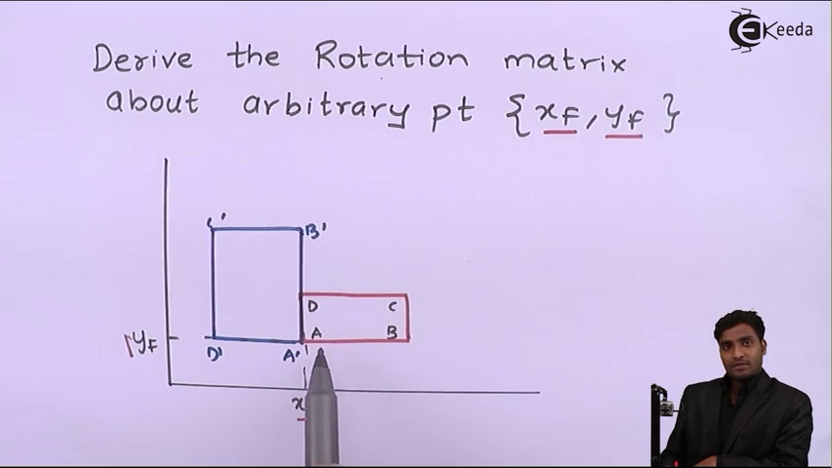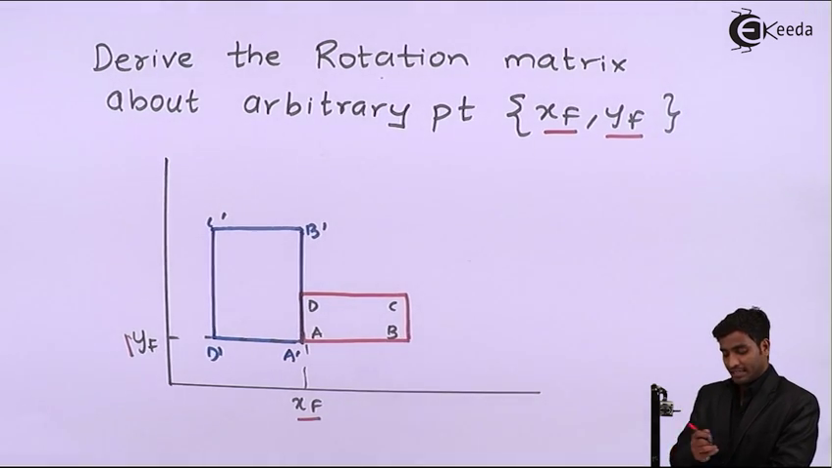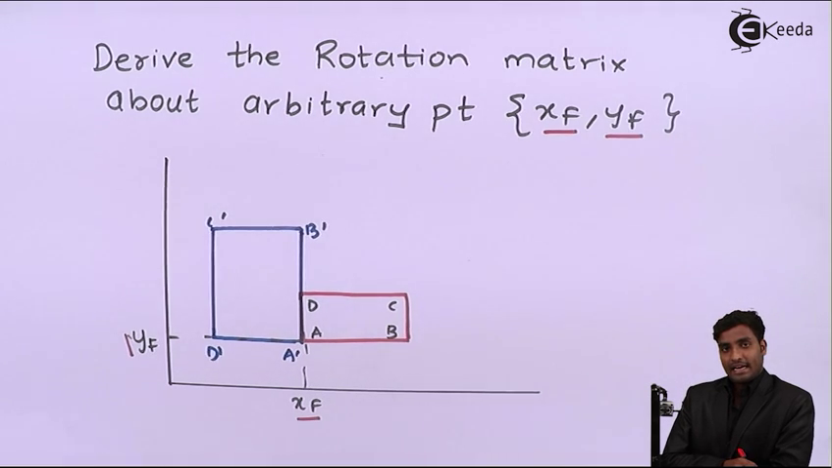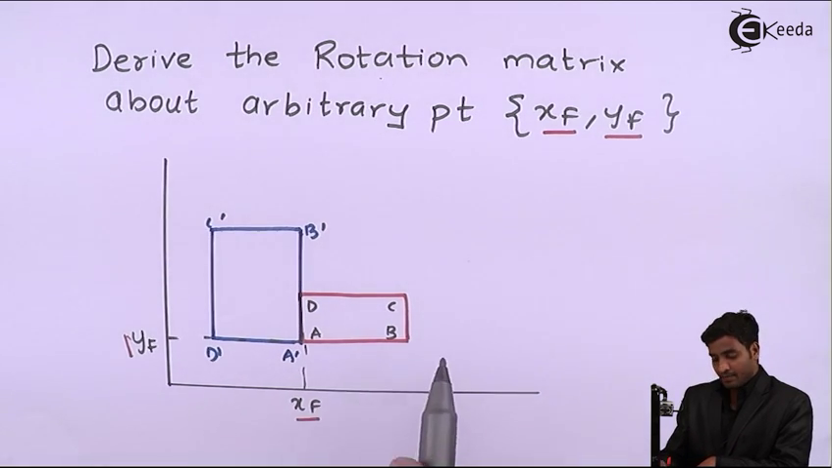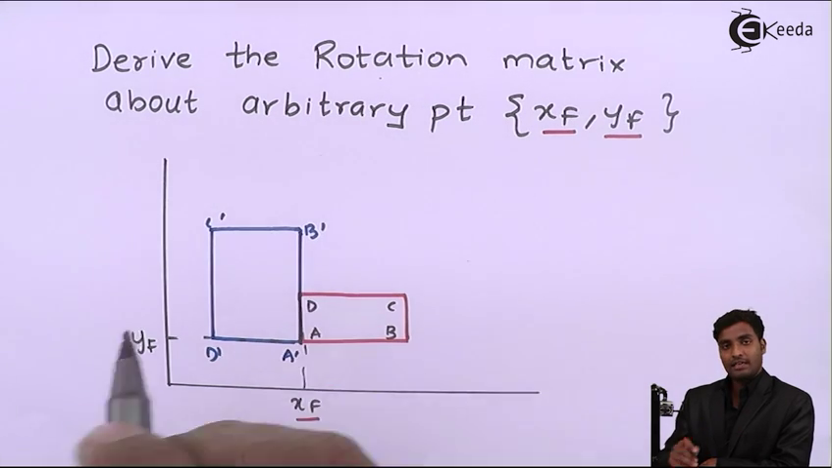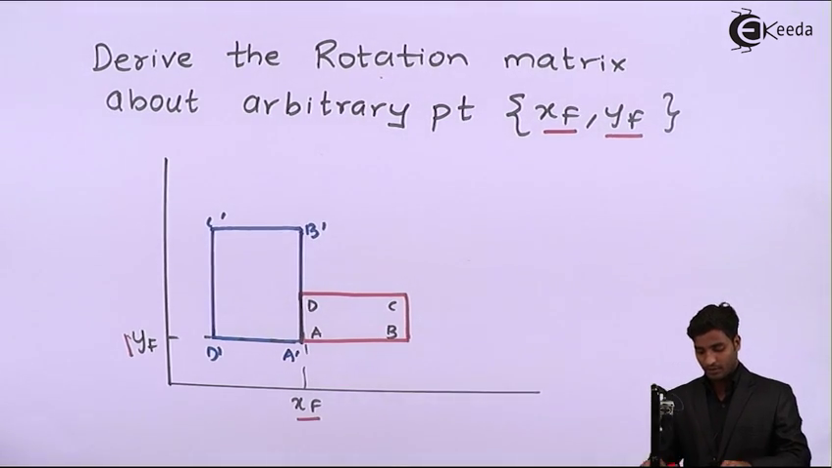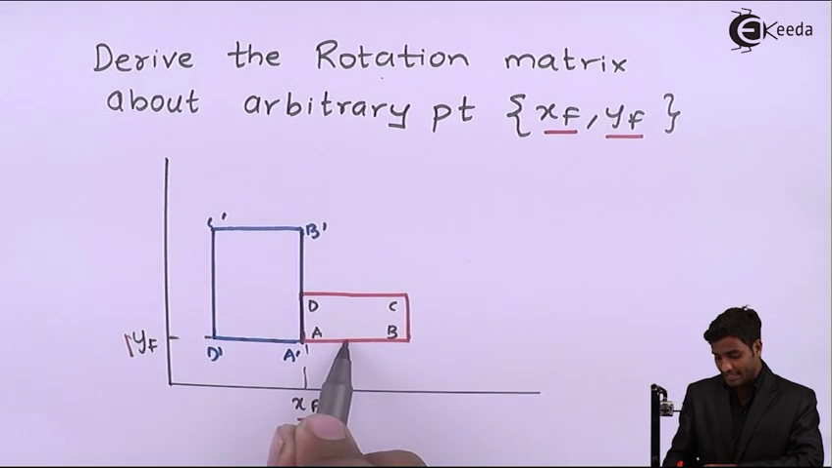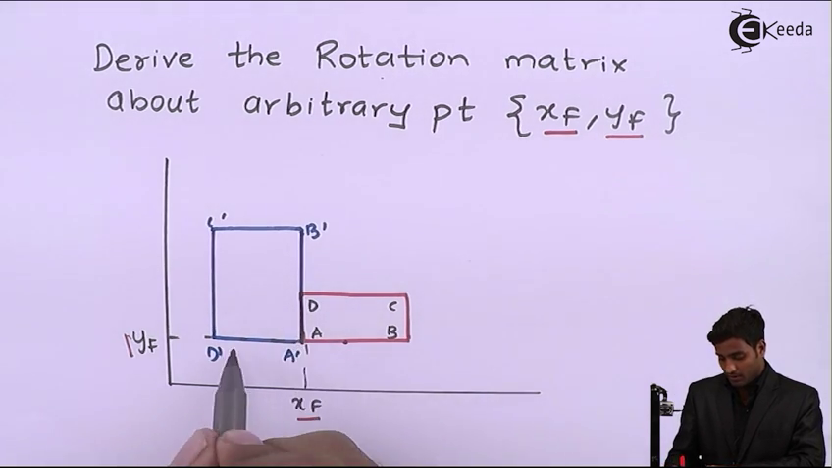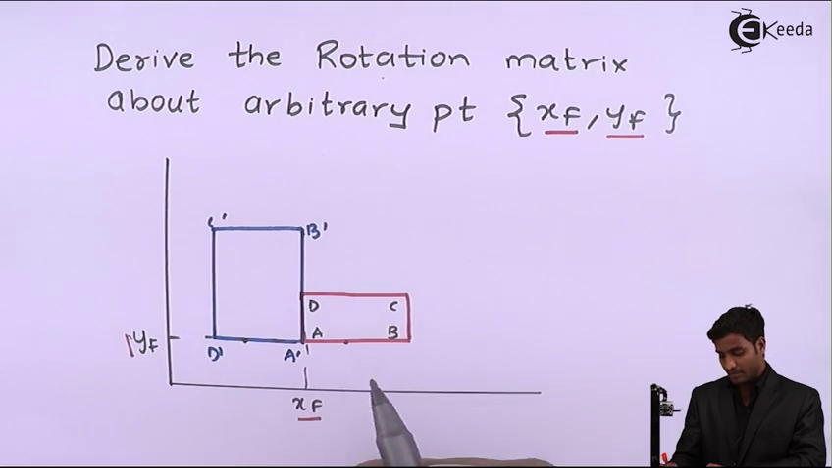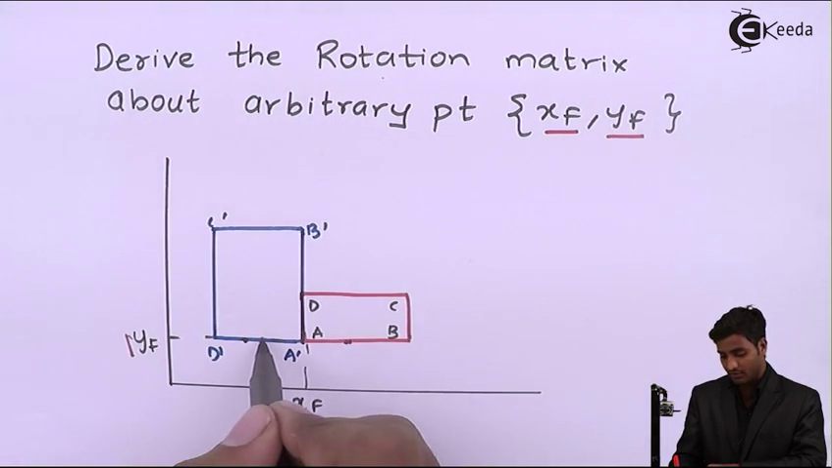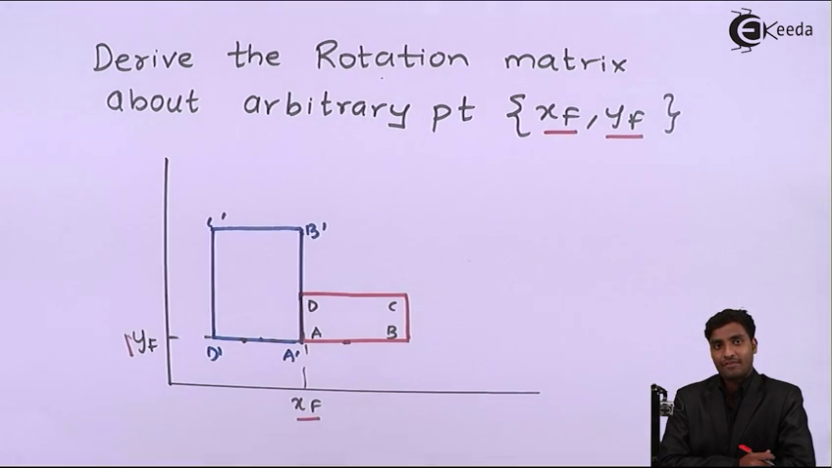After rotating this, I am representing the initial figure as A, B, C, D and the final figure as A dash, B dash, C dash, D dash. In this, the red one is initial and the blue one is the final. So after rotating this initial figure, I will get this final figure. I am just rotating this figure into this one about the arbitrary point xf and yf.